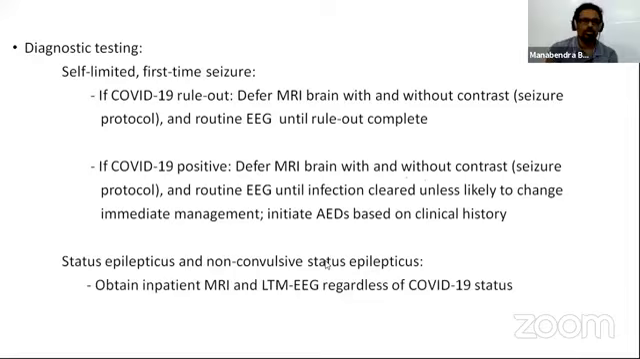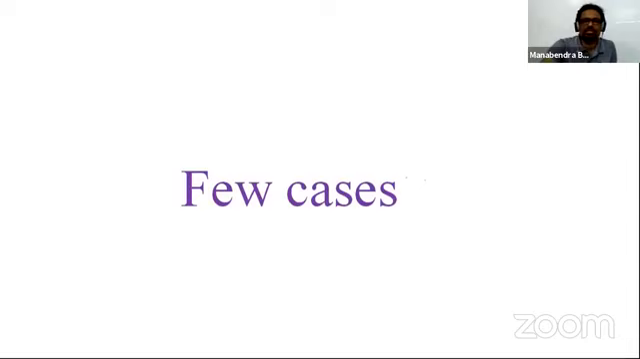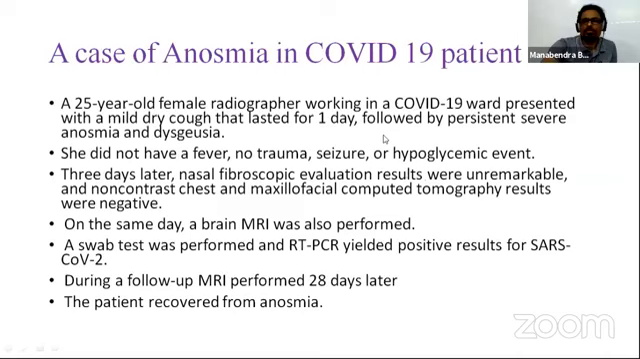So this is all about the neurological manifestations. Now highlighting a few of the interesting cases. A case of anosmia: this is a 25-year-old female radiographer who is working in the COVID-19 ward and presented with a mild dry cough, one day of dry cough, and she actually consulted with an ENT specialist.